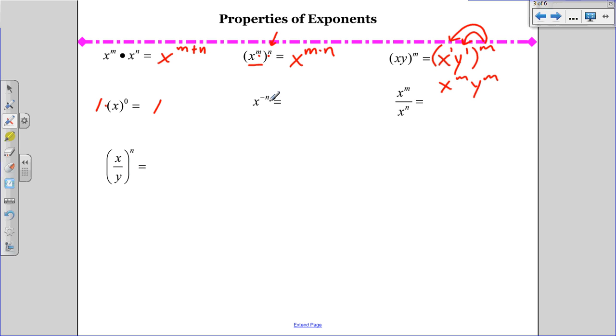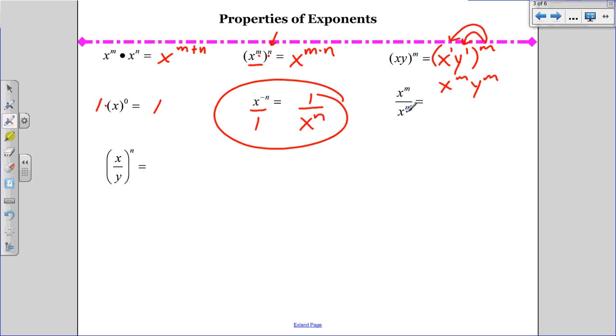Now x to the negative n, that means it's in the numerator. When you see a negative exponent, you want to flip it and make it positive and put it in the denominator. So this is a very big concept. Now, when we do division, notice the n is in the denominator, so therefore it's negative.